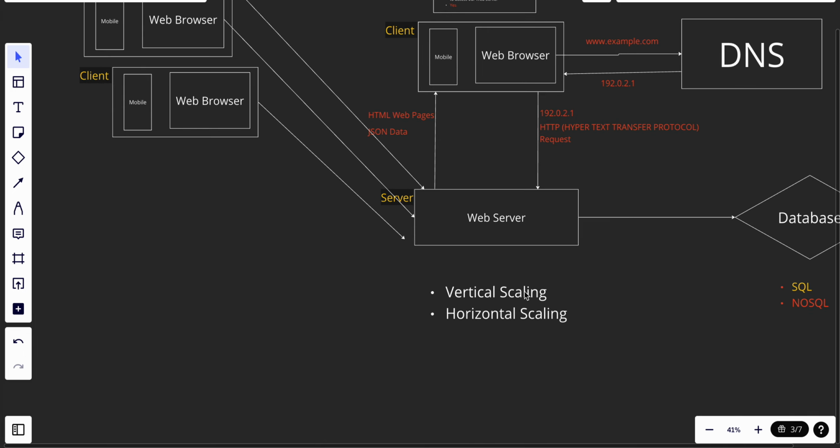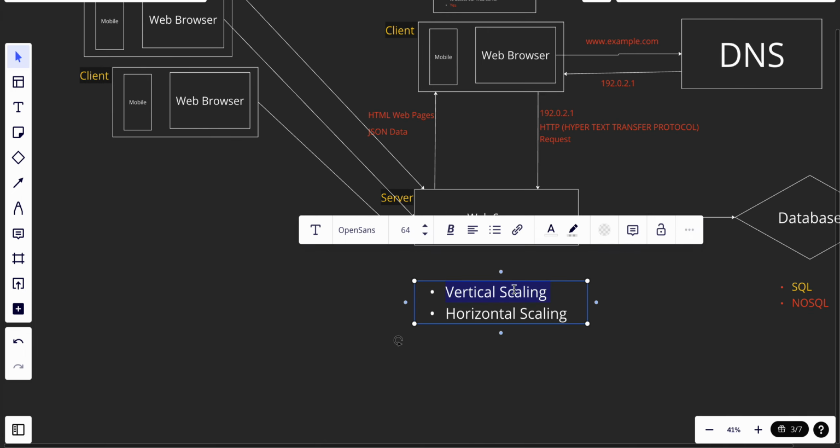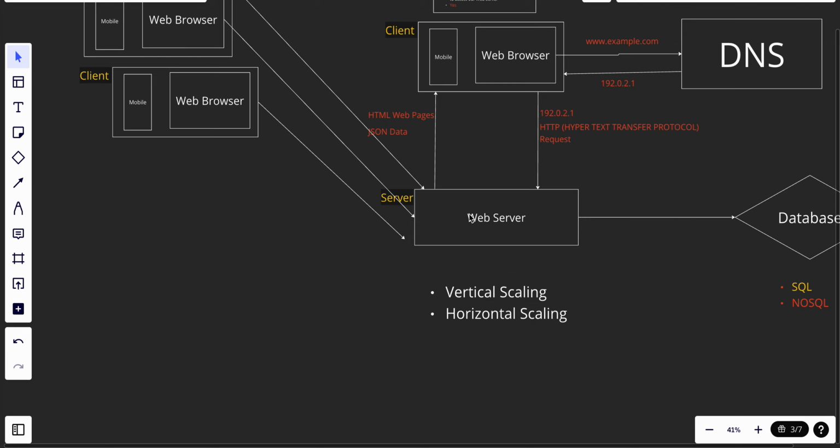Vertical scaling includes adding more resources, such as CPU, RAM and storage, to a single server in order to increase its capacity for handling more load, or to increase its performance. And it's a great strategy for small and mid-size applications.